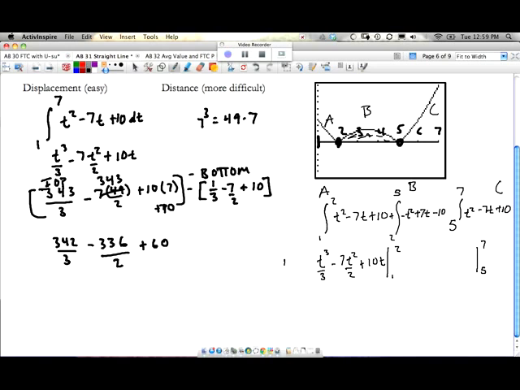But then I'm going to need a third zone, so we've got our A zone and our C zone here, because it's that same function, t cubed over 3 minus 7t squared over 2 plus 10t. Let's look at the middle piece though. That's going to be the opposite sign. So we've got negative t cubed over 3 plus 7t squared over 2 minus 10t, and that's going from 2 to 5. So I would need to add up those 3 areas.